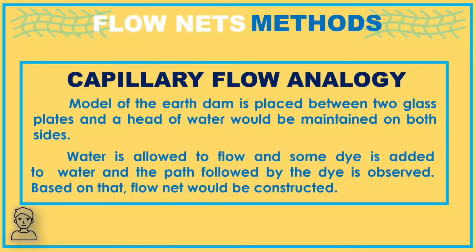Model of the earth dam is placed between two glass plates and a head of water would be maintained on both sides. Water is allowed to flow and some dye is added to water and the path followed by dye is observed. Based on that, flow net would be constructed.